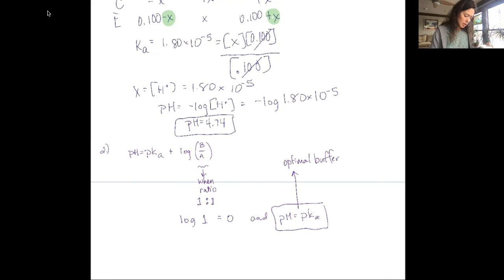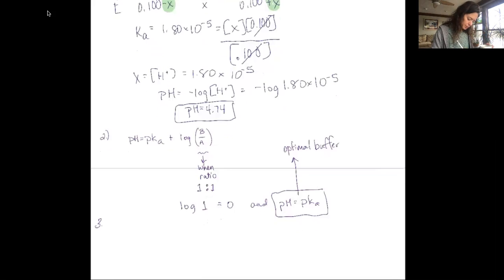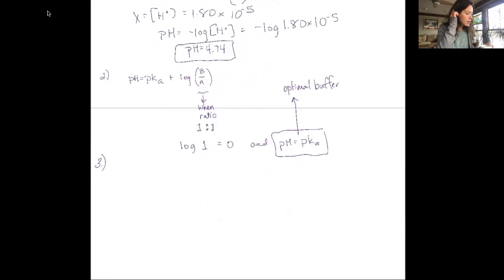All right, so that's the answer to 2. Number 3 says pKa equals 7.6, 1/3 protonated weak acid.